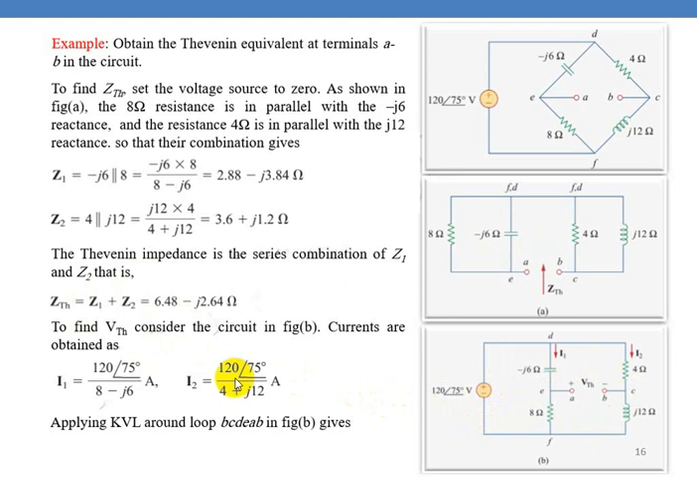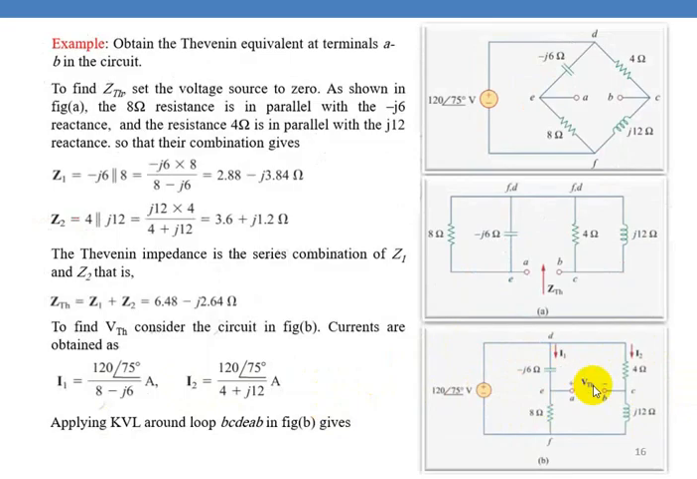Here you find I1 and I2. You know that this voltage is connected across this branch. So if you divide this voltage, 120 at an angle of 75 degrees, by the impedance of this branch, you will get this current. That is, 8 minus J6 is the impedance of this branch, so you will get current I1. Similarly for I2, you divide this voltage by the total impedance of this branch, that is 4 plus J2. So you will get the current.